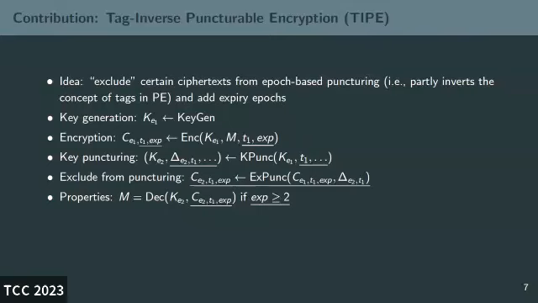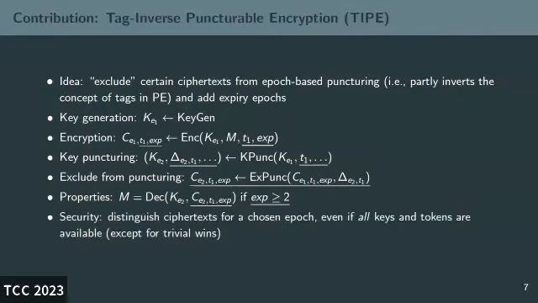So yes, its security is the usual indistinguishability of ciphertext. The adversary can choose here the epoch, and he can also get access to keys and tokens as long as they don't give them a trivial win. And maybe this already looks a bit like updatable encryption. And it is indeed this kind of updatable encryption, but with additional features.